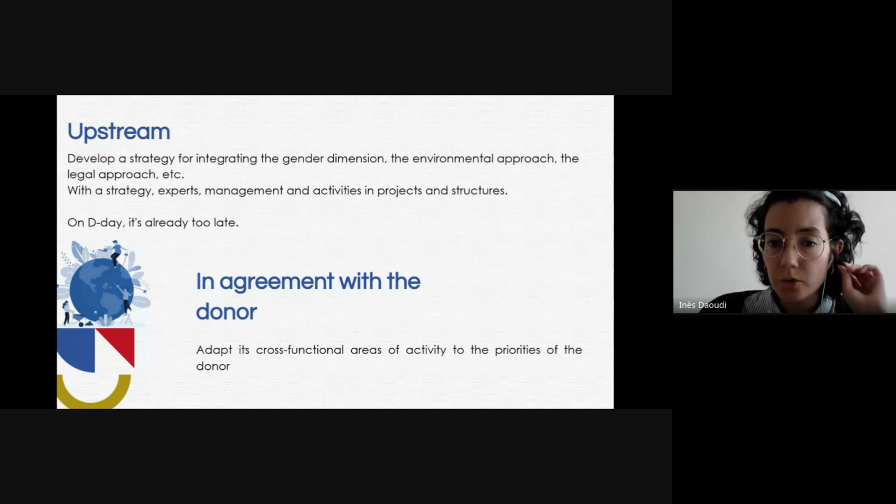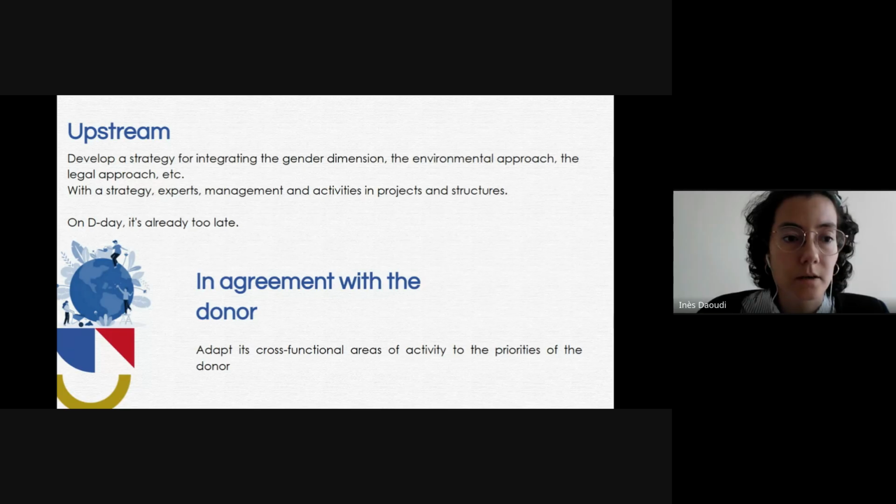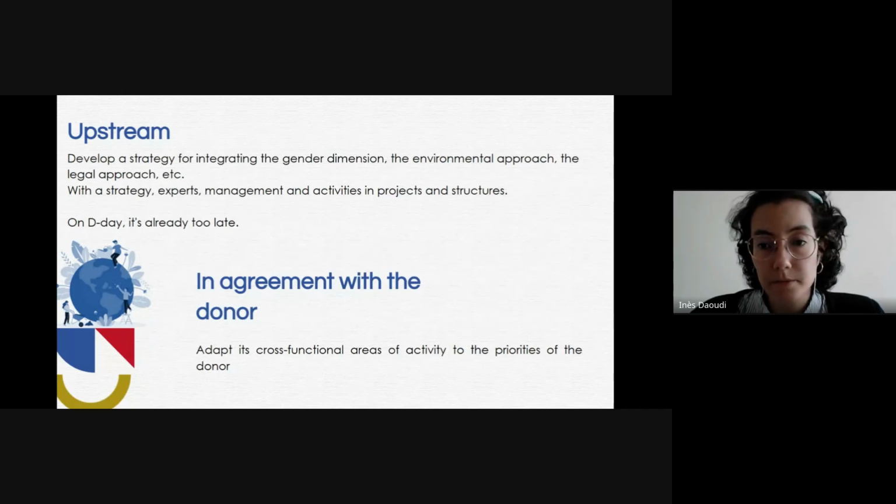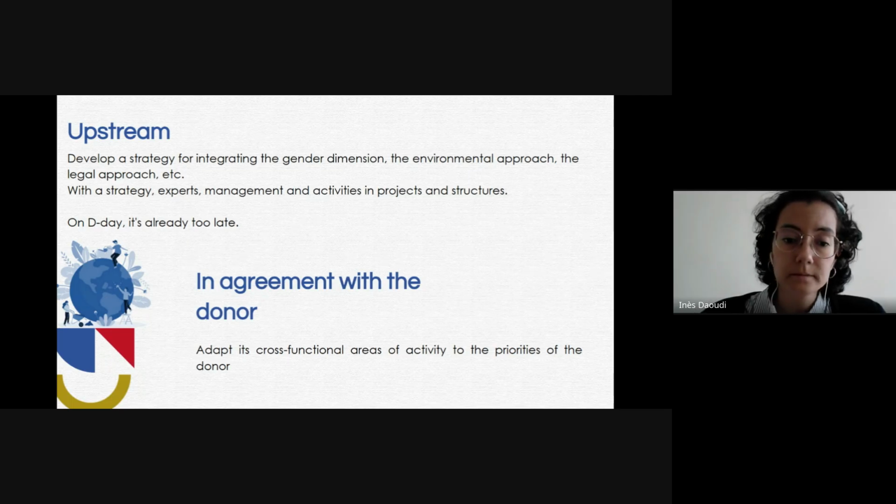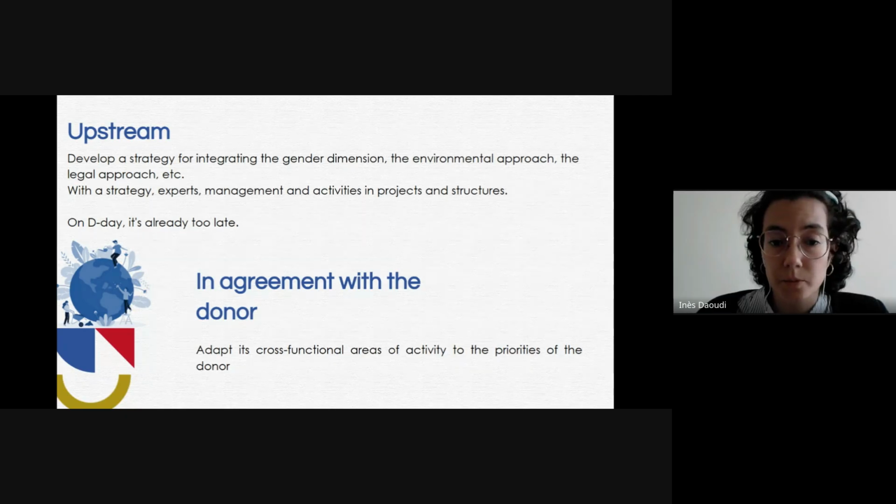So in order to include this cross-cutting approach, you need to engage experts or to develop a strategy and to adapt, of course, your activities. So for example, if you identify relevant experts that are recognized in the fields of gender, environment, and human rights, they can help you to build your proposals, or you can establish partnerships with those experts to seek technical advice. All of this will help your proposal to be very strong and to have very positive impacts.